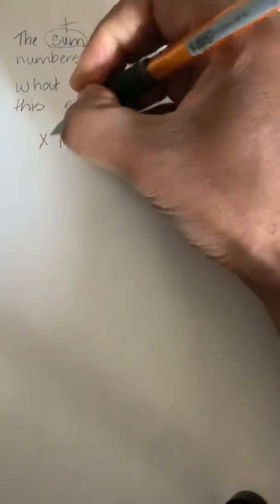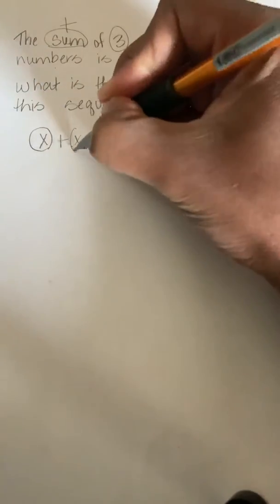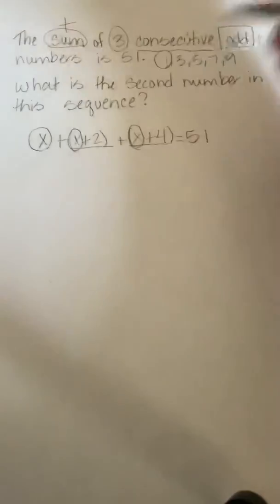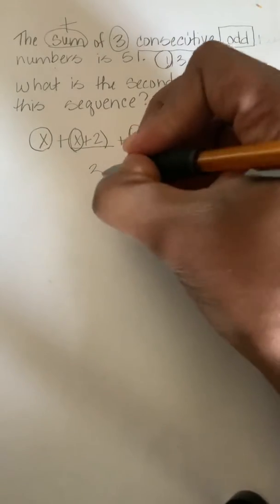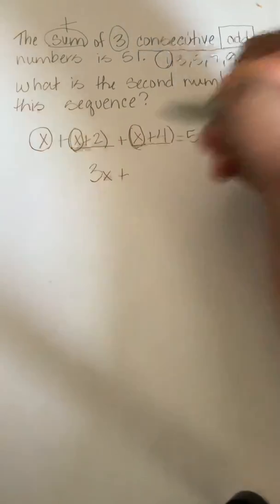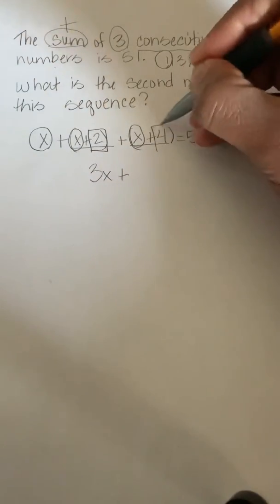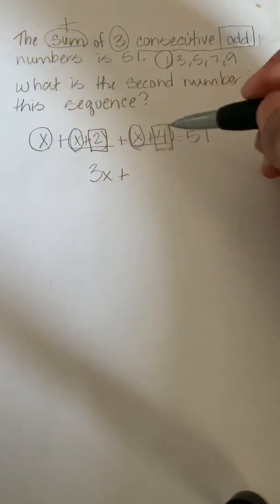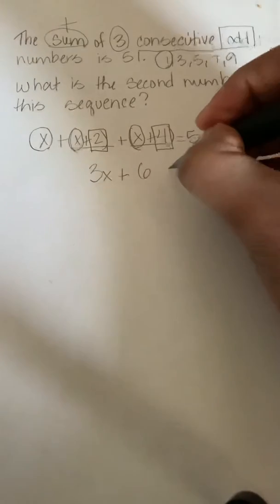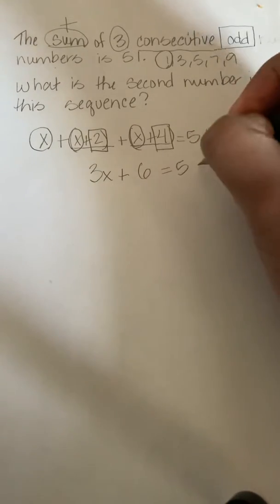Now it's time to group my like terms. I have an x, I have an x, I have an x. When I add those together, I have 3x. Plus, I have 2, I have 4. 2 plus 4 is going to end up being 6, and this still has to equal 51.